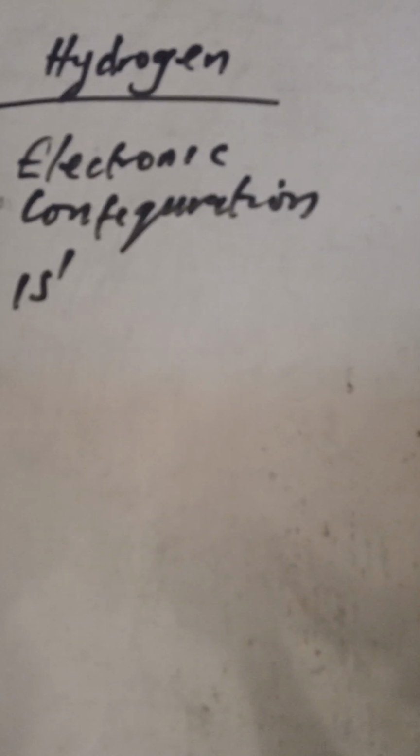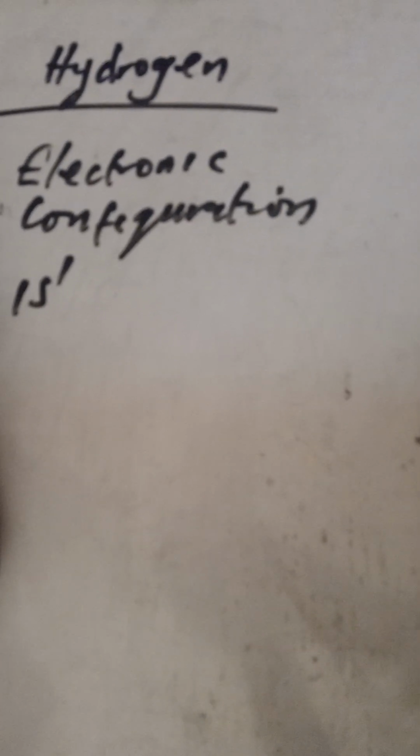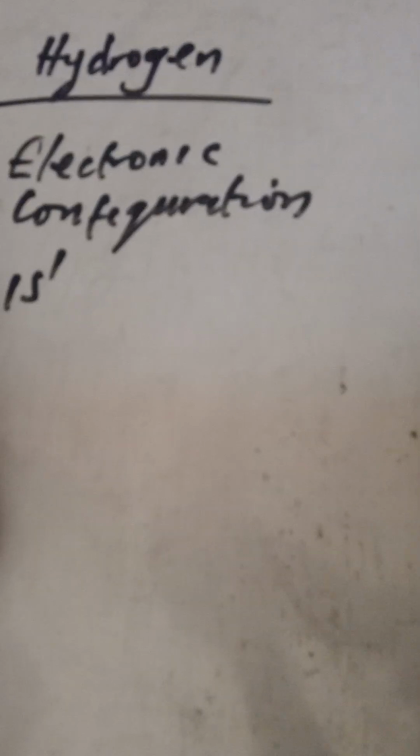So let's look at the occurrence of hydrogen. Hydrogen is the most abundant element on planet Earth. It occurs in free state and also in combined states.